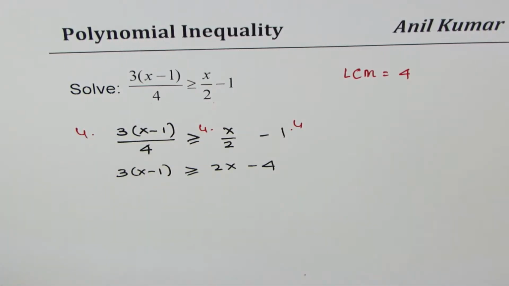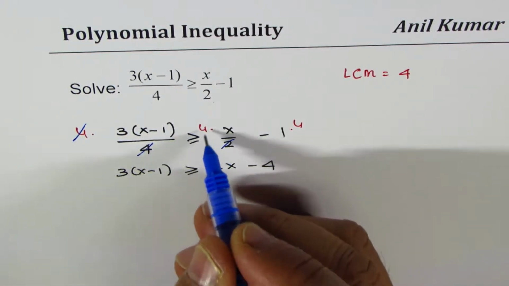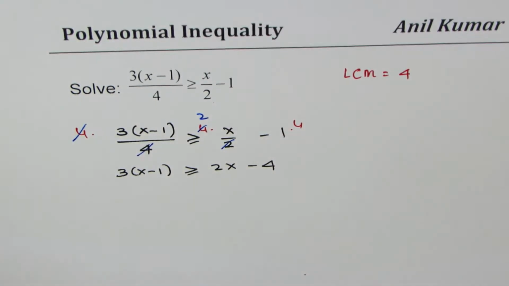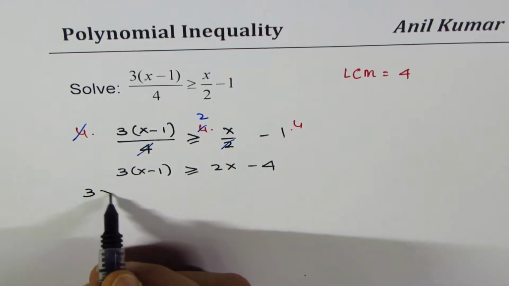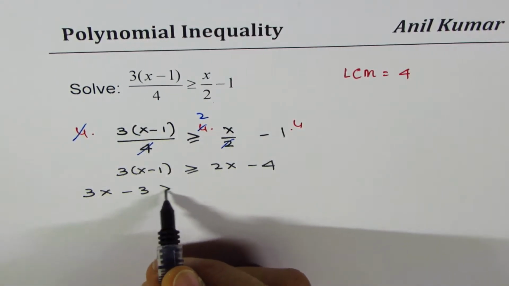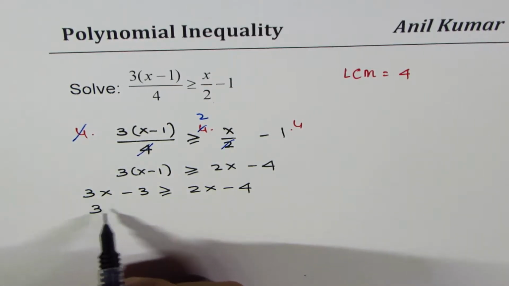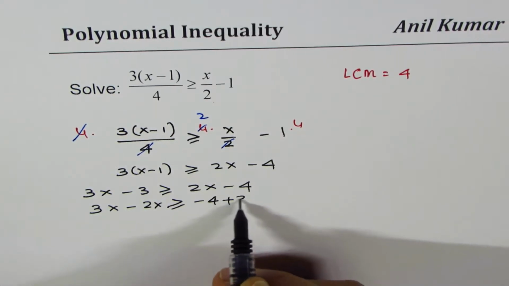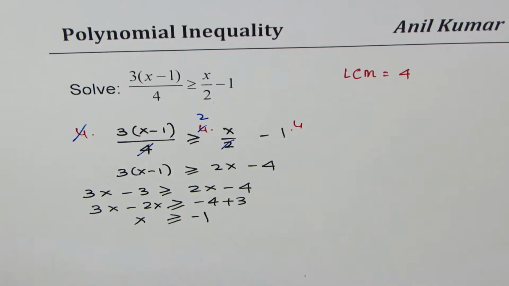This 4 and 4 cancels out. That's the whole idea. And here we get 2x, and 1 times 4 is 4, with a negative sign. Now we can open the bracket. We have 3x minus 3 greater than or equal to 2x minus 4. Bring the x's together, 3x minus 2x, the numbers on the other side, and we get x is greater than or equal to minus 1, correct? So that becomes the solution.